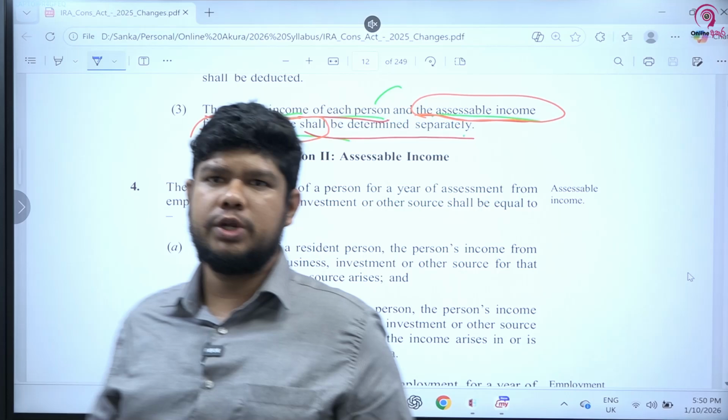For a resident person, who is a resident person? In simple terms, students, resident persons mean persons who live in Sri Lanka. We will discuss residency in a separate topic under section 79. Resident person is defined under section 69. You can write this in your books. Employment, business, investment or other sources for that year, wherever the source is.